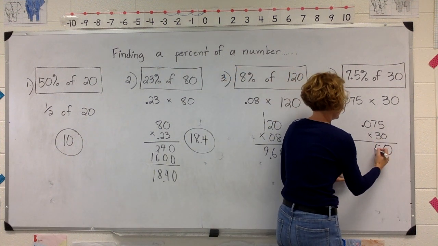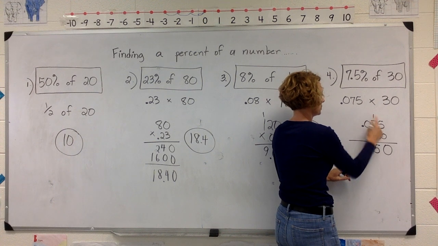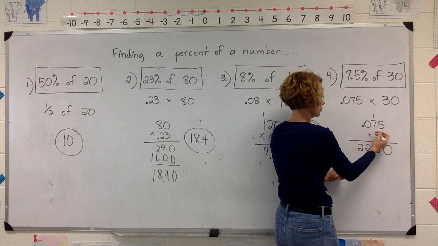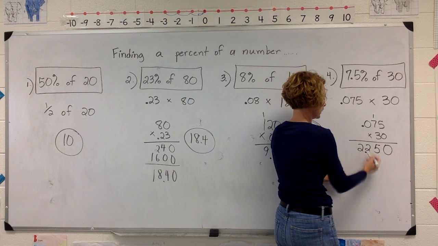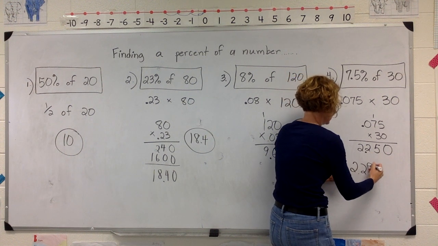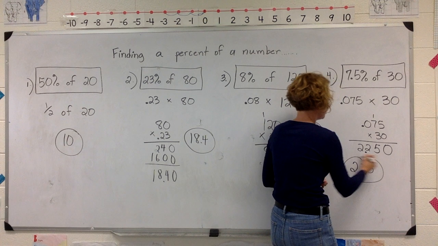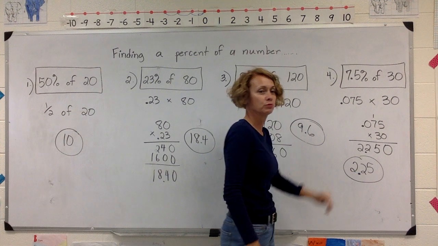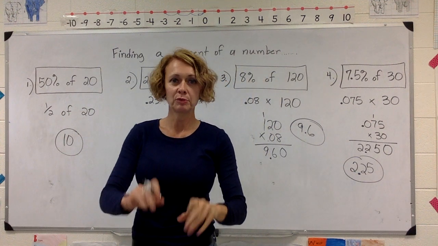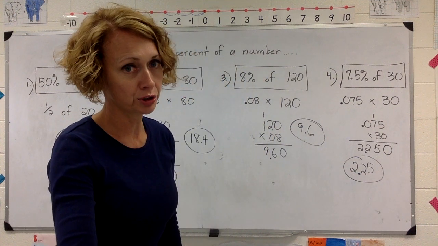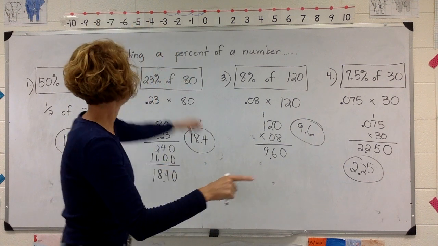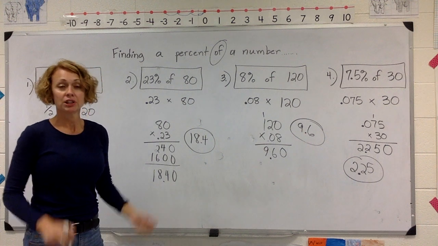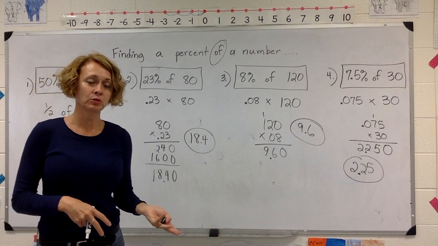3 times 5 is 15. 3 times 7 is 21, plus 1 is 22. I'm going to move my decimal over 3 places in this one. So my answer would be 2.25. 7.5% of 30 is 2.25. Don't let percentages scare you. Know what you do, which is multiply when you're taking a percent of a number. Change your percent to a decimal, and multiply.